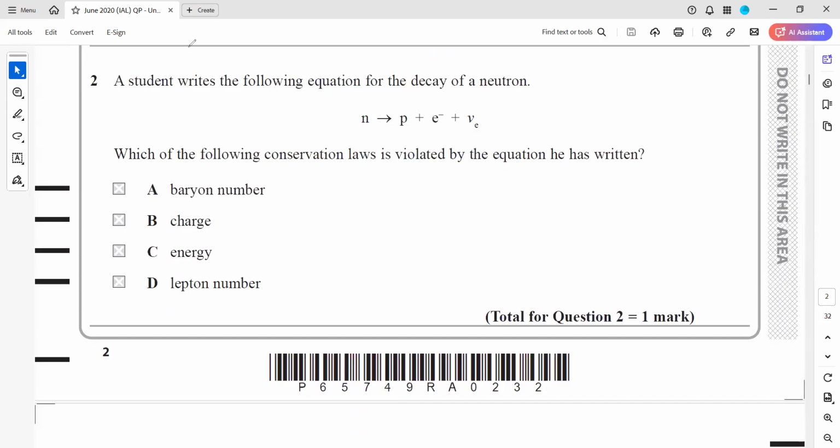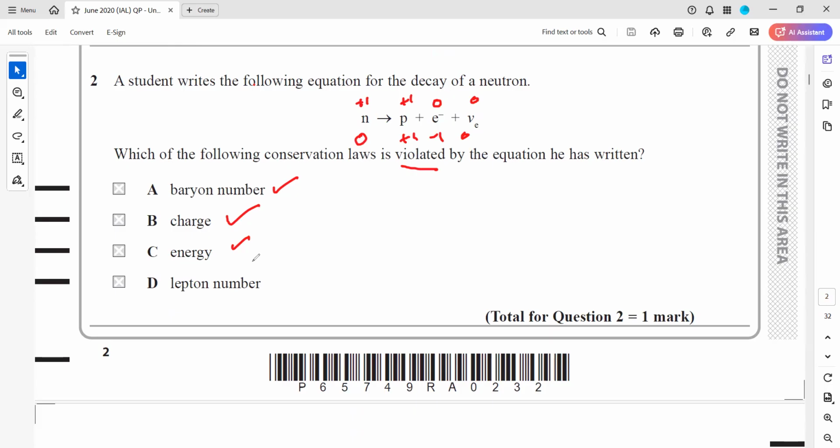Next, we have a student who writes the following equation. Which of the following conservation laws is violated? Baryon number: a neutron has a baryon number of +1. Electron and electron neutrinos are leptons, so they don't have a baryon number. Baryon number is conserved. The charge is 0, +1, -1, and 0, so charge is conserved. Energy is always conserved.